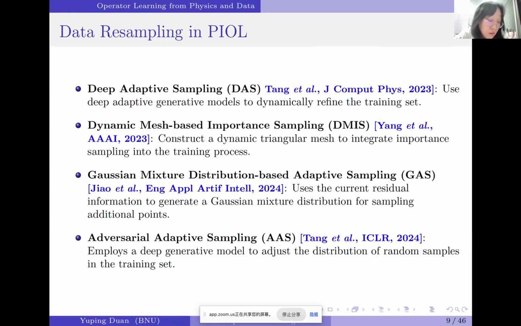Sampling is another important issue. Uniform sampling is simple, but it may spend many points in regions that are already easy to learn. So adaptive methods use the current residuals or errors to place more samples in the difficult regions. This can improve both training efficiency and accuracy.